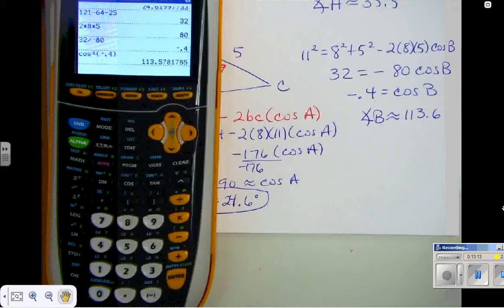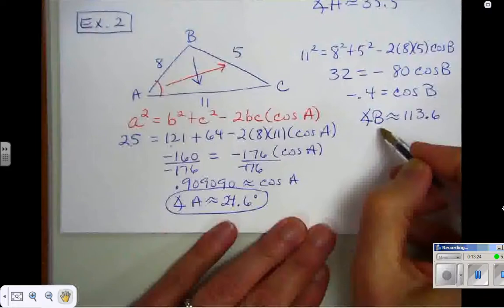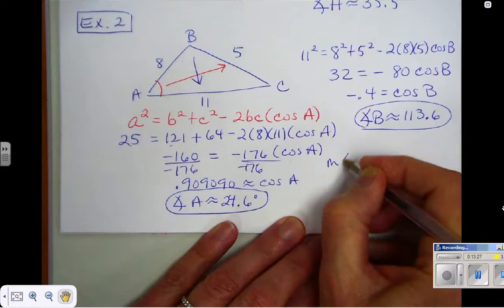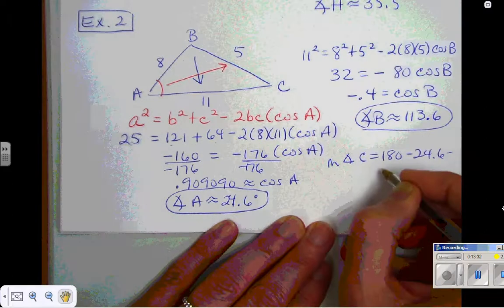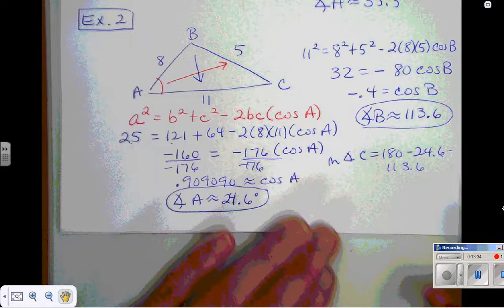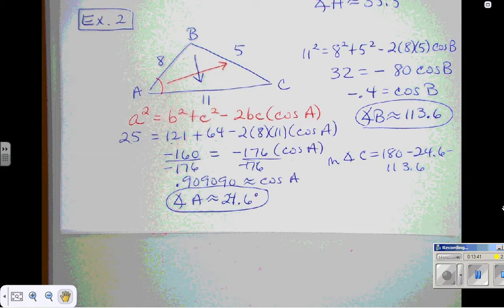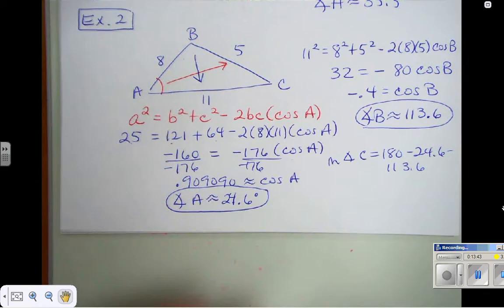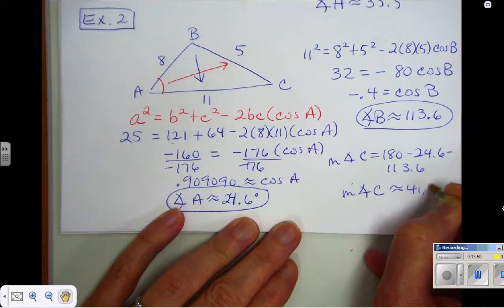So now at this point you have two angles, so you can go ahead and find the last one by taking 180 and subtracting those two angles from it. So angle C is 180 minus 24.6 minus 113.6. And I'm getting that angle C is about 41.8 degrees.